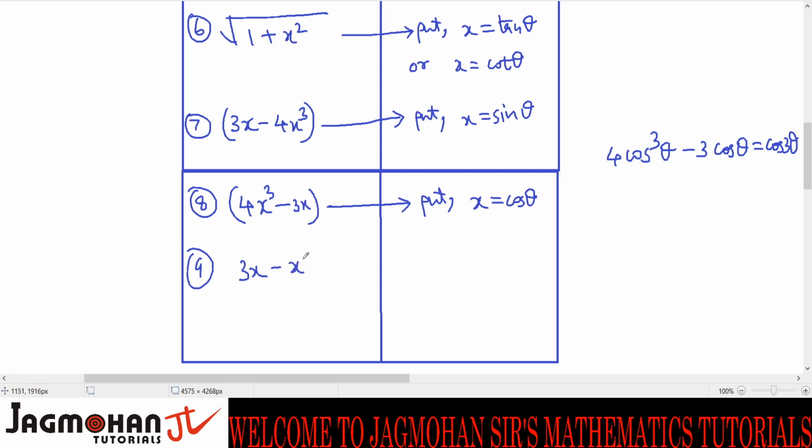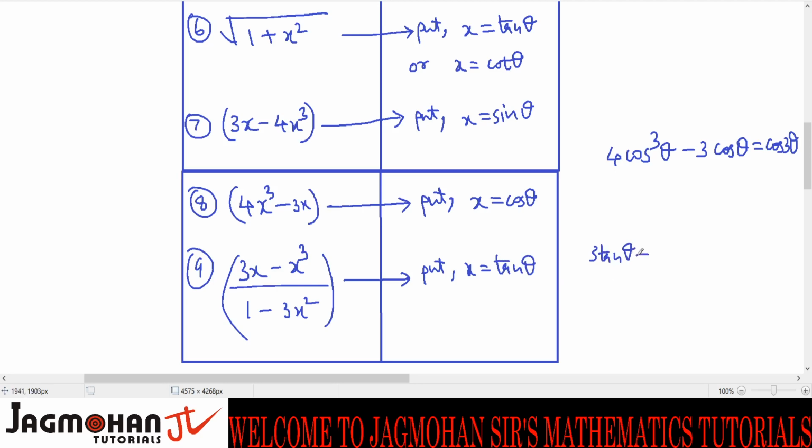Okay, then the ninth one is 3x minus x cube upon 1 minus 3x square. For this expression, what is the substitution? Put x equals to tan theta. Why? Because then this will become 3 tan theta minus tan cube theta upon 1 minus 3 tan square theta, which is equal to tan 3 theta. This is the formula. Well done, students. You will write this all in your notebook, replay the video, watch it again and again, practice.